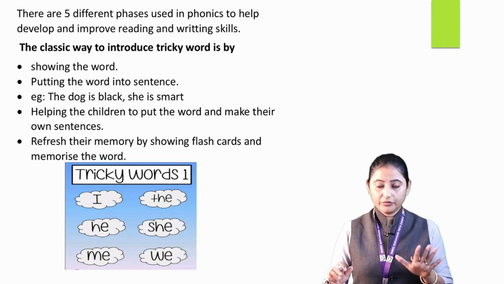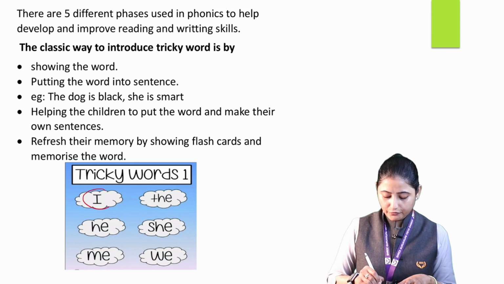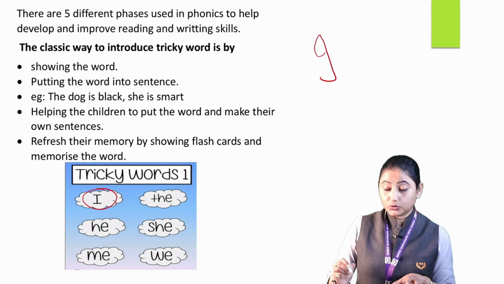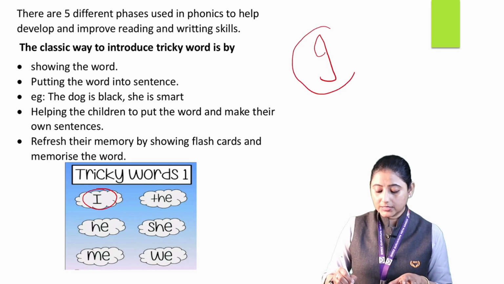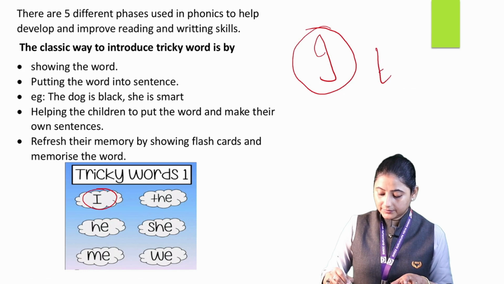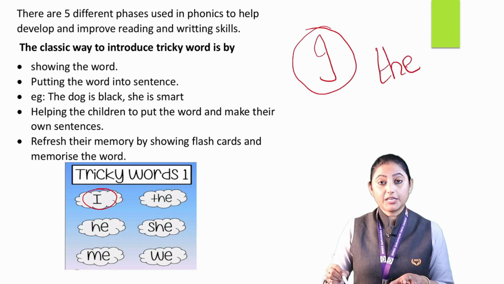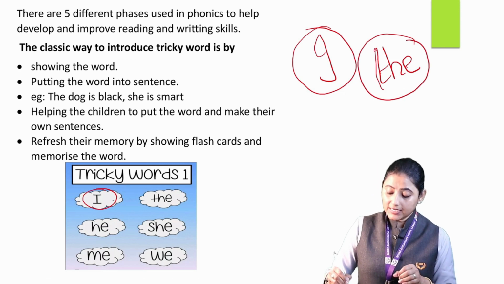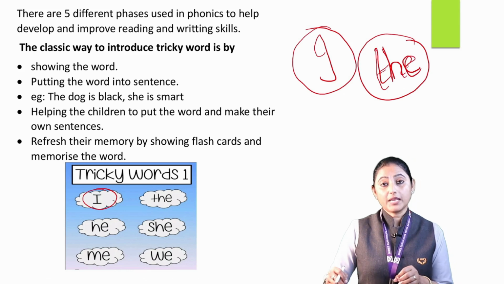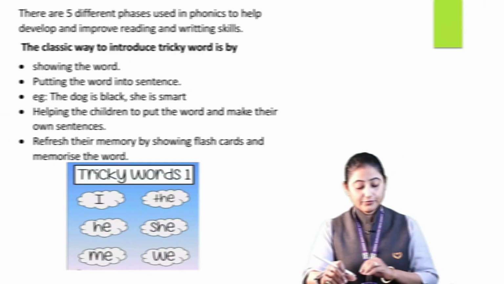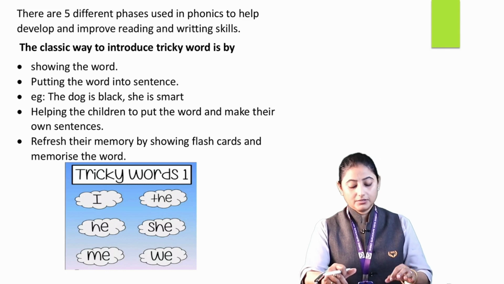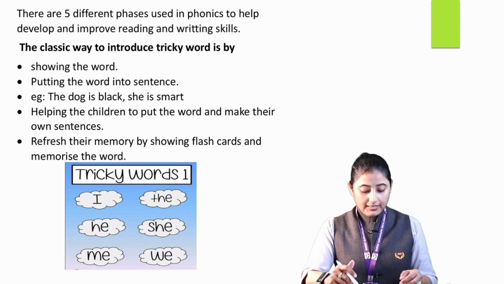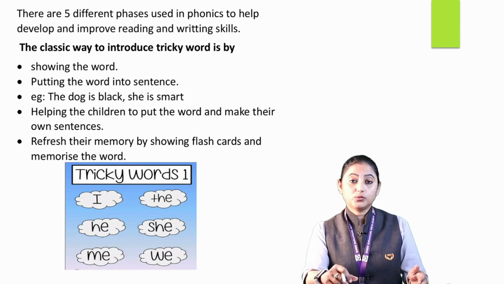Showing the word with a flashcard, like I. We make flashcards of the tricky words like I, and we show them to the child and make them pronounce this as I. Then the. Again we show the flashcard of the word the and make them pronounce it as T-H-E, the, without making any phonetic sounds. We can give the letters of the tricky words to the child and tell them to make words on their own, helping the children to put the words together and make their own sentences.